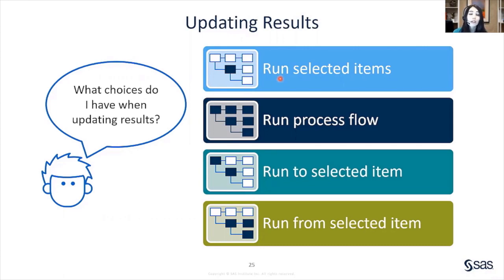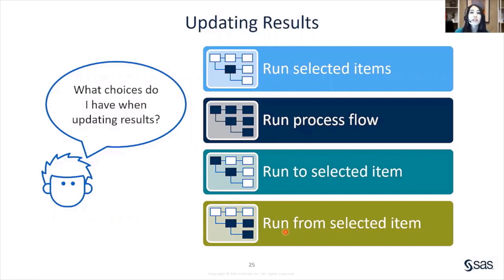So if you have certain objects selected in the process flow, run selected items will only run those selected items. Run process flow will run the entire process flow. Run to selected item will run the selected item and everything leading up to it. And then run from selected item will run the selected item and everything following it.